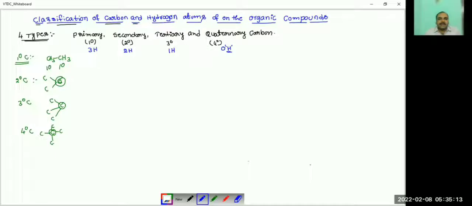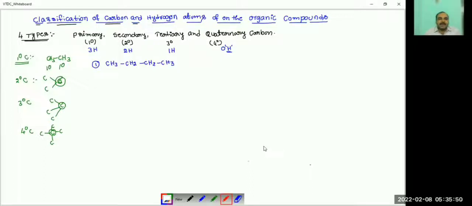Here, let us consider the first example, to calculate how many primary, secondary, tertiary, quaternary carbons are present and what the hydrogens are. The first example: CH3, CH2, CH2, CH3. In this one, how to predict which one is primary, which is secondary and which is tertiary.